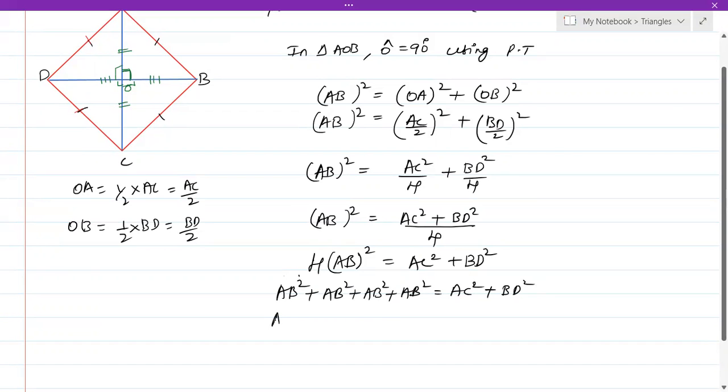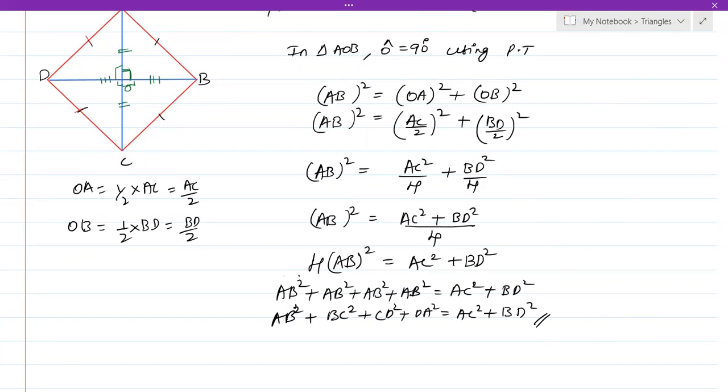Now we will retain one AB square. The other AB square we will write as BC square, the other as CD square, and the other as DA square, because all the four sides are equal, isn't it? So we can do that. Therefore, we have got the result: the sum of the squares of the sides of a rhombus is equal to the sum of squares of the diagonals. Okay, let's get into the next question.